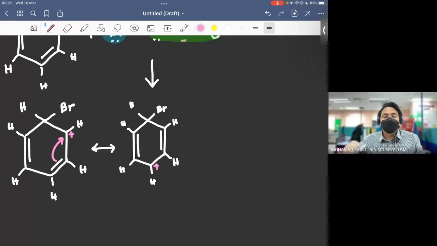Okay, so dan kita tahu lagi, pi elektron dalam benzin itu dia boleh delocalize. Dia boleh bergerak. So sekarang ini, sini kan ada 4 elektron. So dia boleh donate 2 elektron pergi dekat sini. Dia boleh donate 2. So dia akan form lagi satu resonance structure.